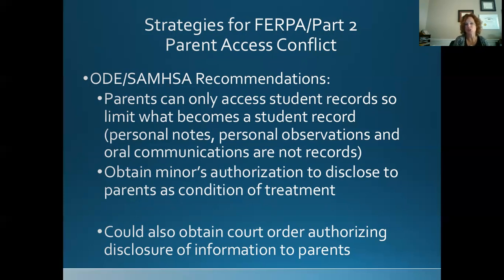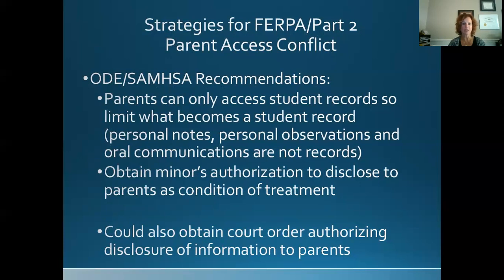So what they were essentially saying is, don't write everything down. The personal notes of the provider, their personal observations, the oral communications are not records. So if things pertaining to Part 2 services provided to the student don't have to be written down, don't write them down, because then when a parent requests access to the information, there's no disclosure of Part 2 protected information. So whenever possible, keep Part 2 protected information out of education records by either the provider keeping their own notes, sharing their own personal observations, or just keeping it with oral communications.